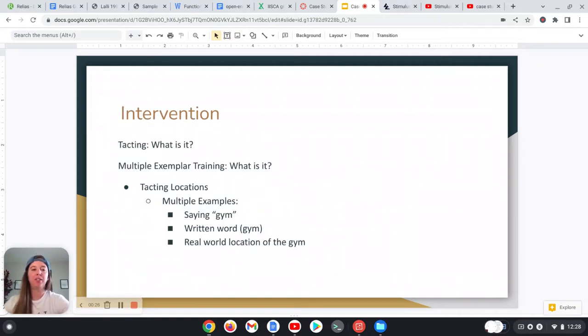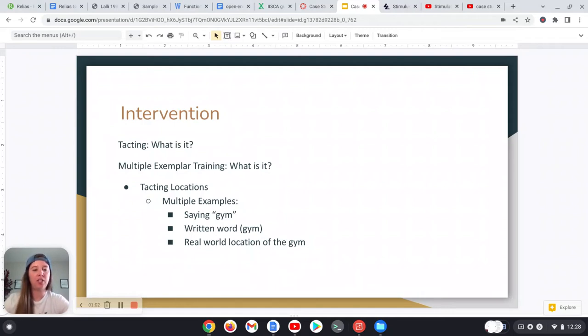Now, tacting. So this intervention is based on tacting. Tacting is basically just labeling. So if I picked up a pen and I said, "What is it?" and you said pen, then that would be you tacting the pen. For this intervention, we are utilizing tacting different locations in an attempt basically to, if Ivan can start to tact what different locations are, then maybe we can do a tact-to-mand transfer after that to decrease that elopement.